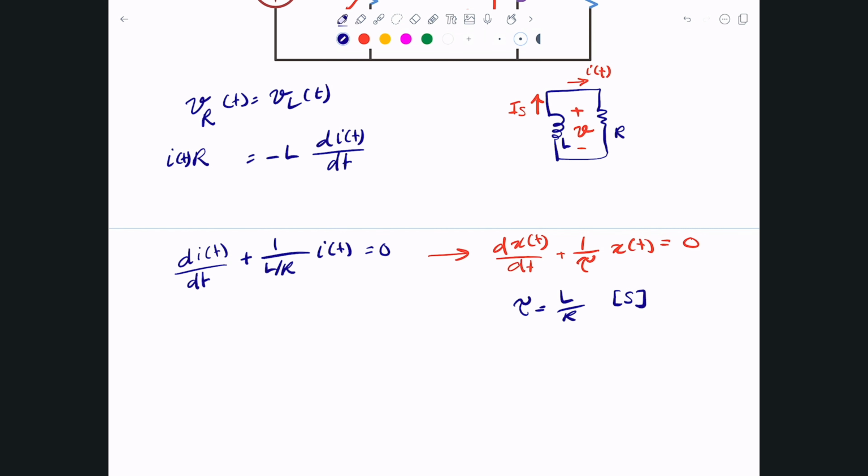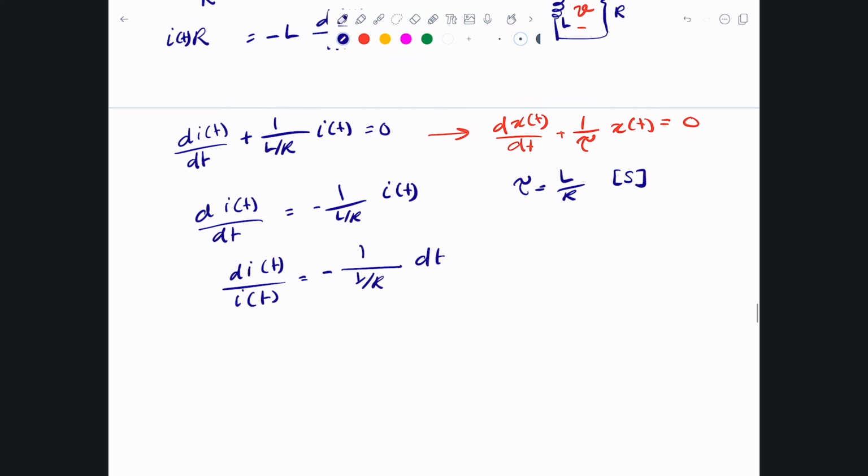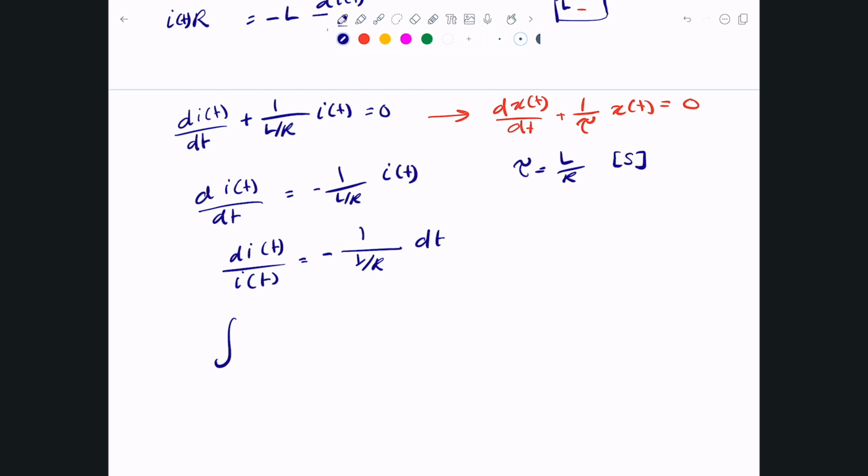So what we have is di(t)/dt equals negative 1 divided by L/R, i(t). Which is di(t) divided by i(t) is simply negative 1 divided by L/R, and that here is multiplied by t. We take the integral of both sides, so I'm going to go from i(t0) all the way to i(t), and that will be dy/y equals negative 1 divided by L/R, and the integral from t0 to t of dx, for example.